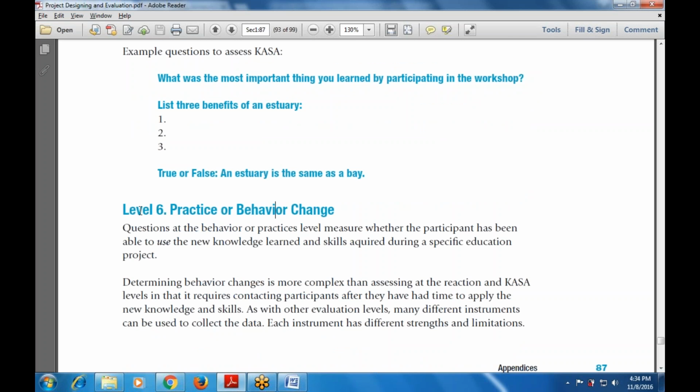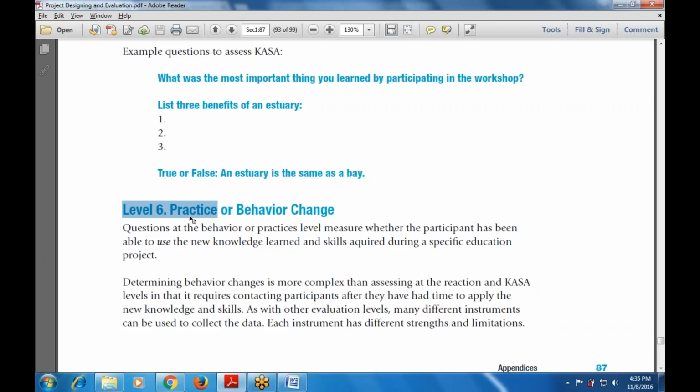Then level number 5, the KASA, is over. Level number 6 is the practice or behavior change. Questions at the behavior or practice level measure whether the participant has been able to use the new knowledge learned and the skills acquired during a specific education project.